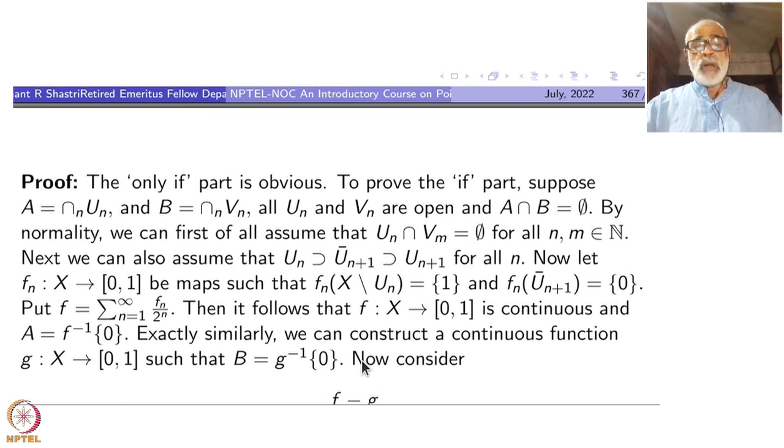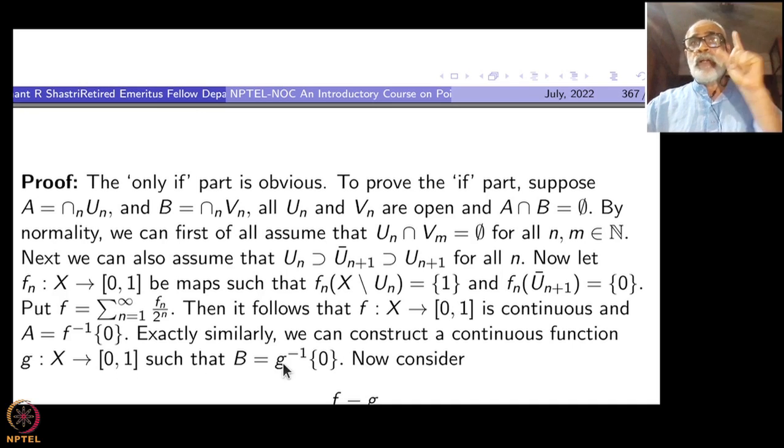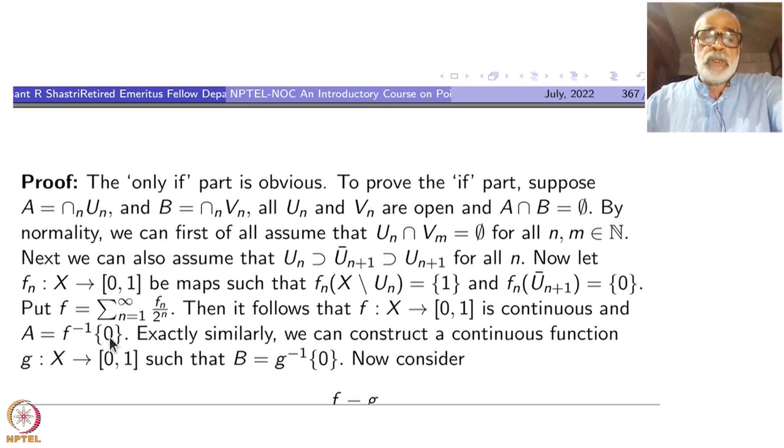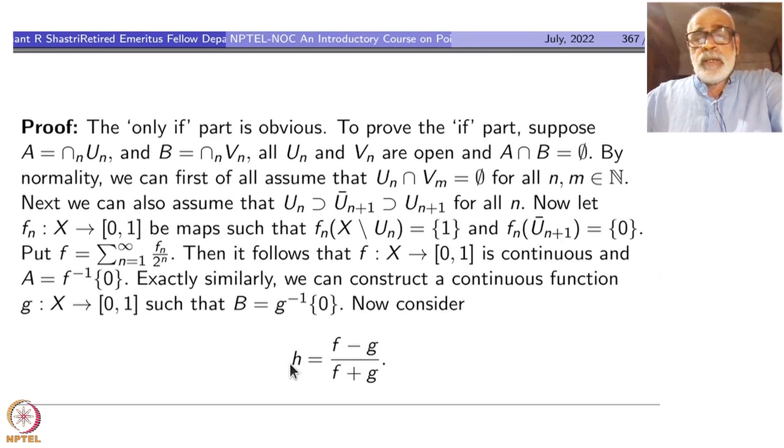Okay. So, you have two different functions. I want a single function to do that job. So, this function f is such that its inverse image of 0 is A, g's inverse image of 0 is B. Now, I want one single function such that the inverse image of minus 1 is A and plus 1 is B, or the other way around. So, for that I just take h equal to f minus g over f plus g.